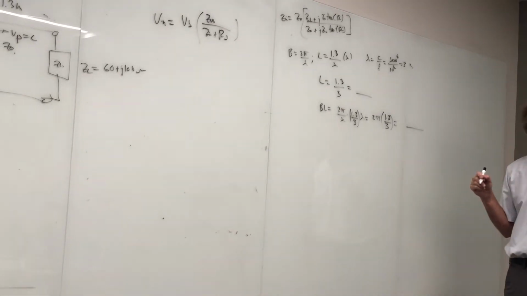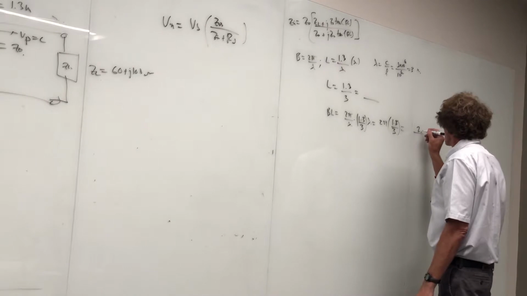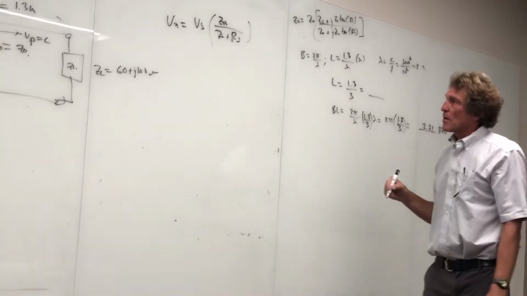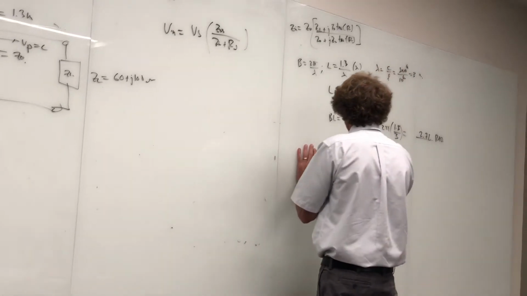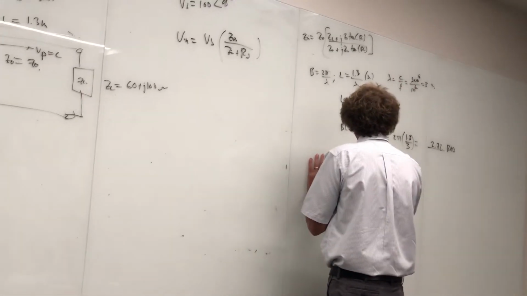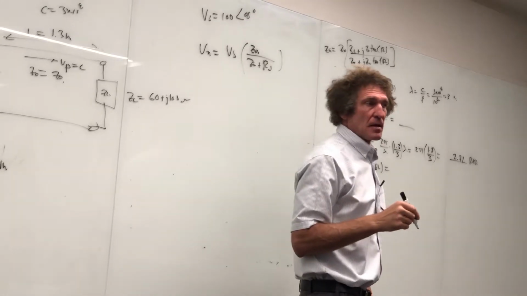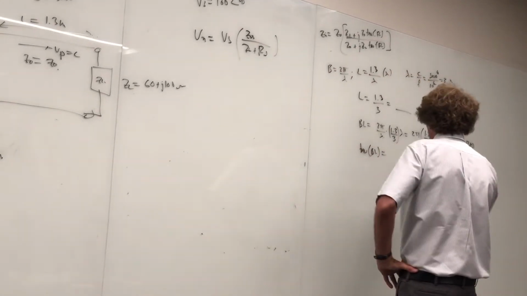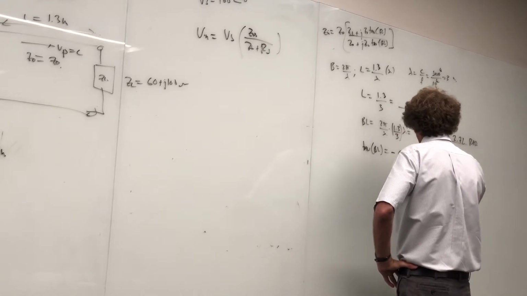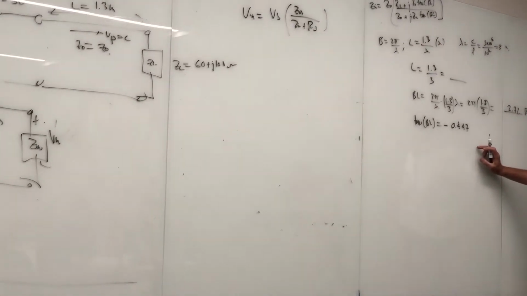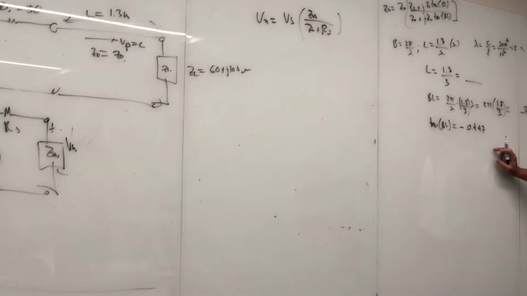2.72 radians. Remember, that's radians, not degrees. All right, now the next thing I want to get is tangent of beta L. What do you have for that? Negative 0.447. Would you all check and make sure you get that? Everybody?